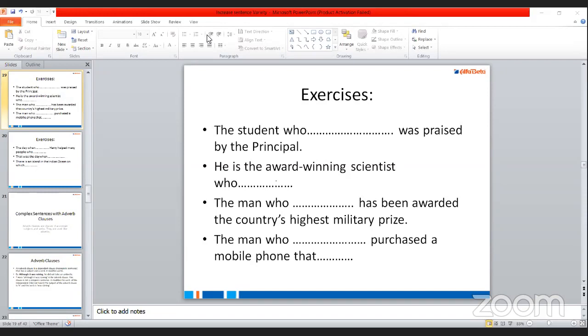Okay, Sham, do you want to try one more? The man who led the army against the enemy has been awarded the country's highest military prize. Okay. I'll try the last one. The man who won the raffle purchased a mobile phone that was customized for his needs. Wow.